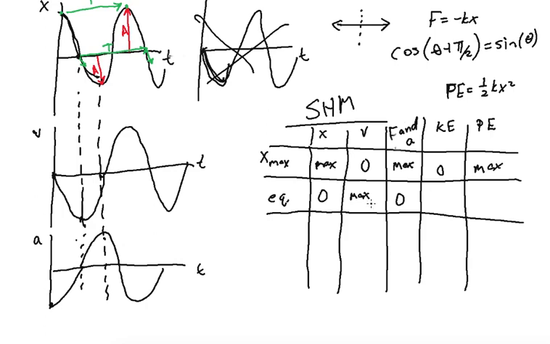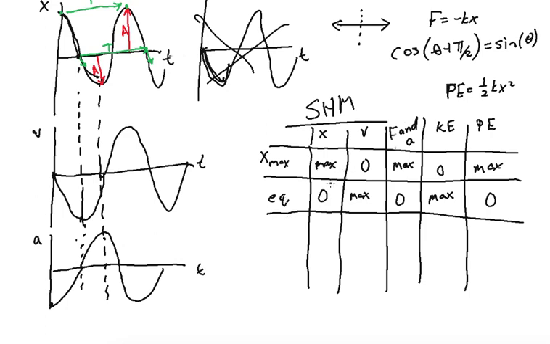Kinetic energy is based on velocity, so this would be a max here. And then potential energy, again, is based on x. It's going to be a 0 there. Okay? So that's our little chart. Anything in between, we're not at a maximum displacement. We're not at equilibrium. These aren't going to be maximums.